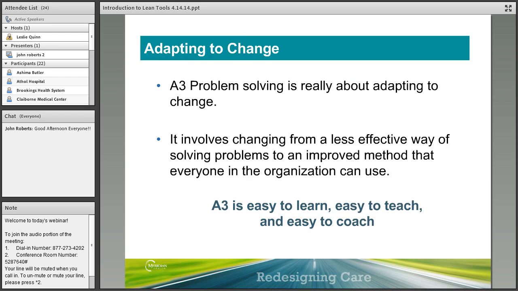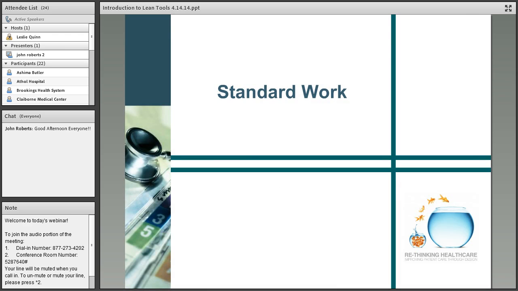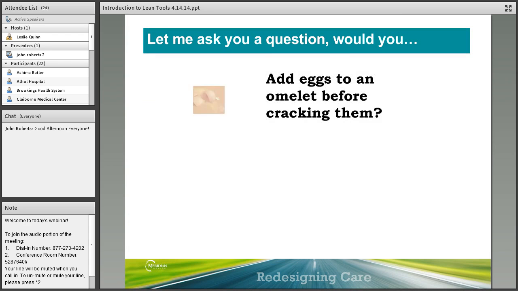Really, A3 problem solving is helping people adapt to change and finding a structured way to look at change, make change, and identify and solve problems on a more quick basis. It's really easy to learn, to teach, and to coach, and it's really one of my favorite lean tools. And again, it provides the organization with a consistent way to solve problems, and when you do that, it becomes incredibly powerful in the organization.